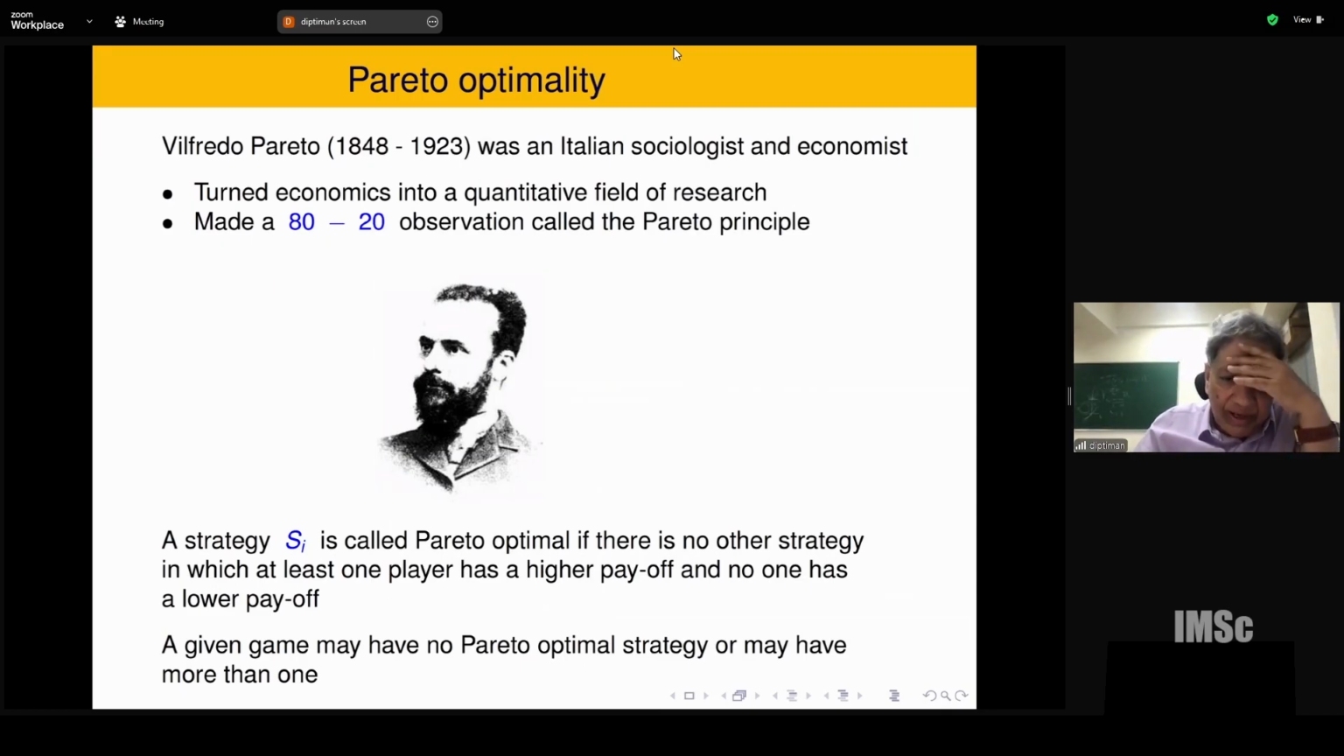Now let me tell you what a Pareto optimal strategy is. A strategy is called Pareto optimal if there's no other strategy in which at least one player has a higher payoff and no one has a lower payoff. In other words, we call a strategy Pareto optimal if, when you deviate from that strategy, at least one of the players will be worse off. Depending on the rules of a game, it may have no Pareto optimal strategy, or it may have more than one.